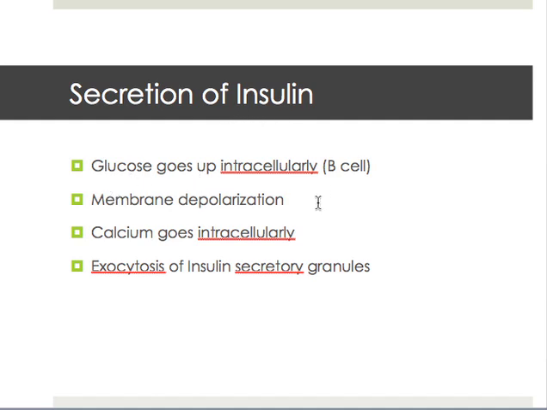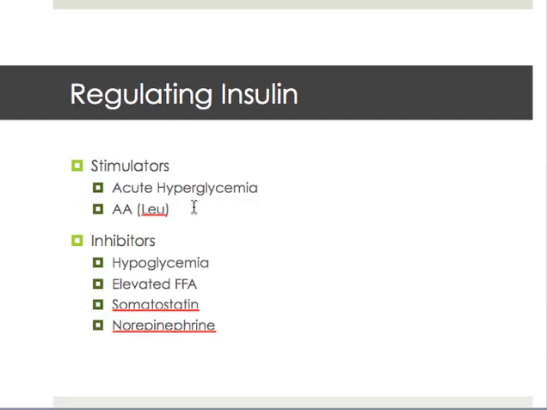Glucose goes up in B cells themselves, and that causes a membrane depolarization within that B cell. Calcium then goes intracellularly within those cells, and that facilitates the exocytosis of the secretory granules containing insulin. As we said before, acute hyperglycemia, or whenever we have a high concentration of glucose in blood, will stimulate or enhance insulin release. Also, the presence of certain amino acids. Some of the inhibitors: hypoglycemia, elevated free fatty acids, somatostatin, and catecholamines like norepinephrine.